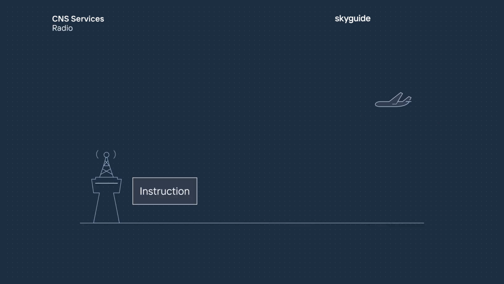For an overview of the three CNS domains, let's start with the communication domain. Radio, the voice communication between pilot and air traffic controller. For the air traffic controller to communicate with the pilot, Skyguide has installed radio antennas all over Switzerland, including an emergency backup radio communication system. This is the most important means of communication here.